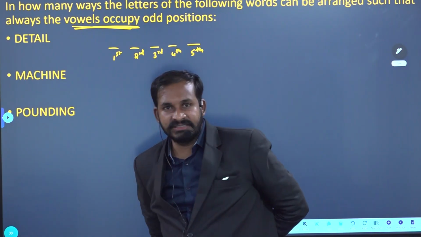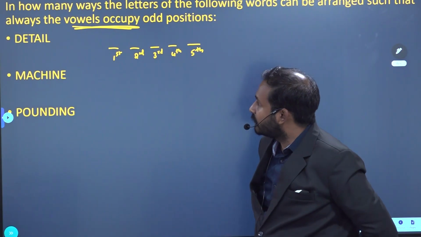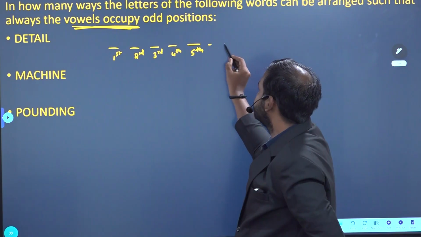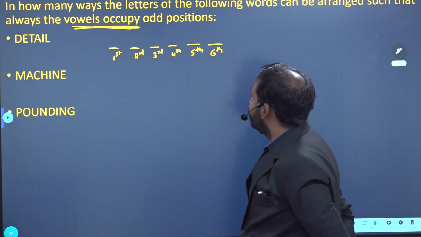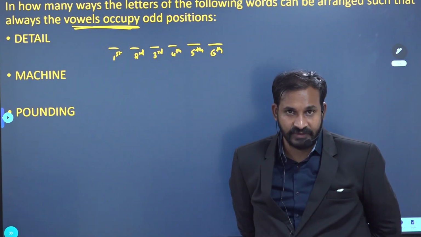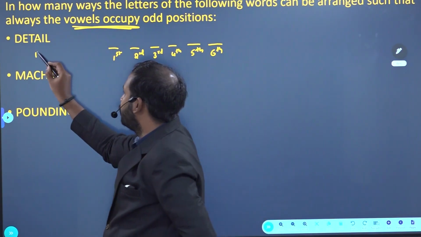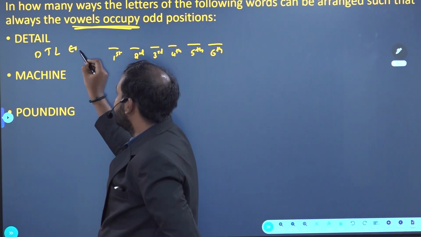So total, how many letters are there for me here? 6 letters are there. And how many vowels are there for me here? 3 vowels are there for me. What are the consonants and vowels? D, T, L, E, A, I.